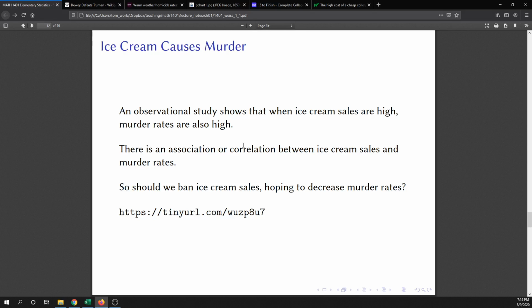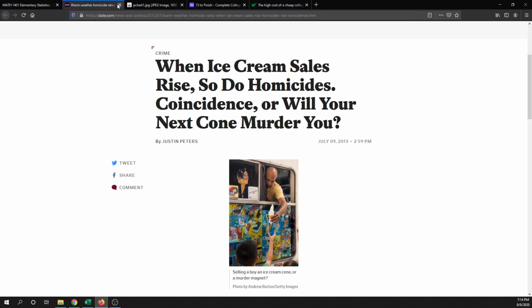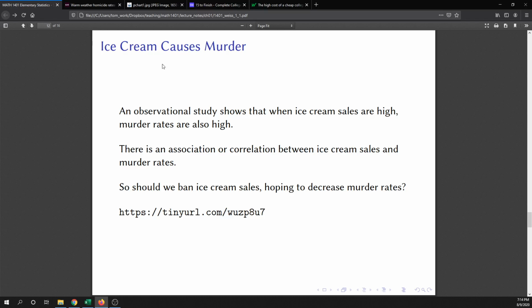A couple are silly, and a couple directly relate to you and our college. All right, so the first one: ice cream causes murder. An observational study shows that when ice cream sales are high, murder rates are also high.